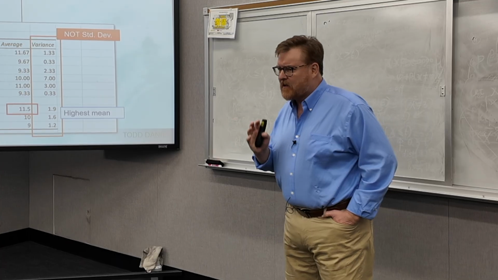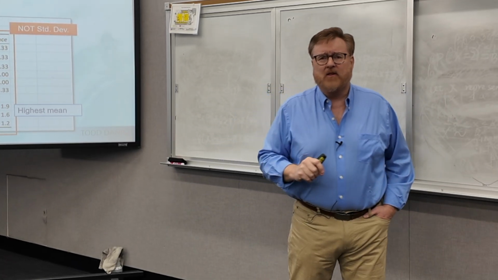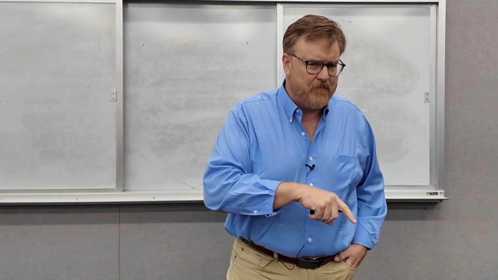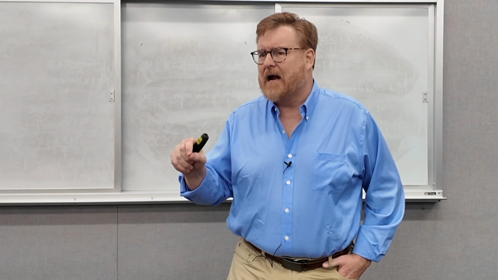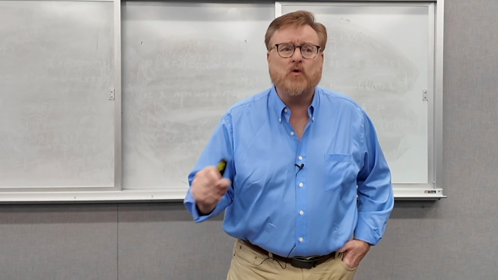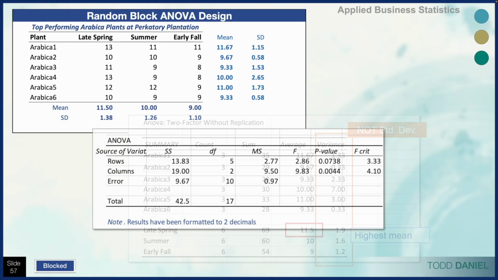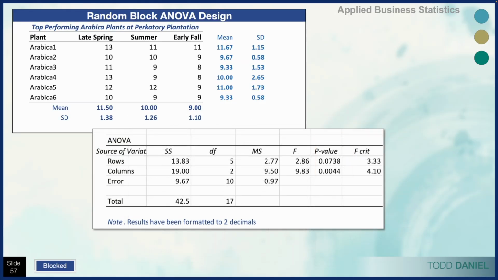Well, before we conclude that, let's determine whether there was a statistically significant difference in the outcome. In other words, it was a little higher in spring, but is that truly different, or is that just a result of randomness and error? Now we're going to take a look at our ANOVA summary table.